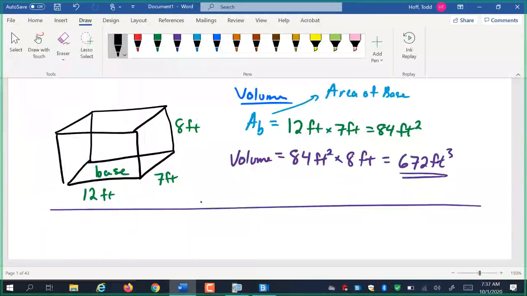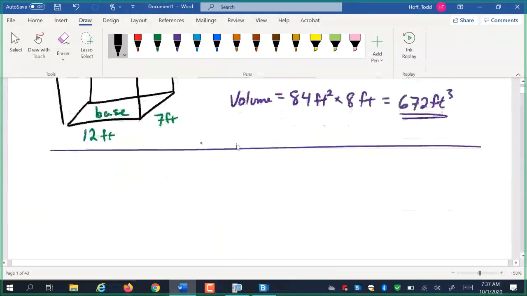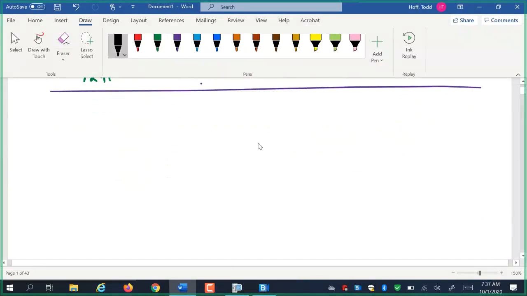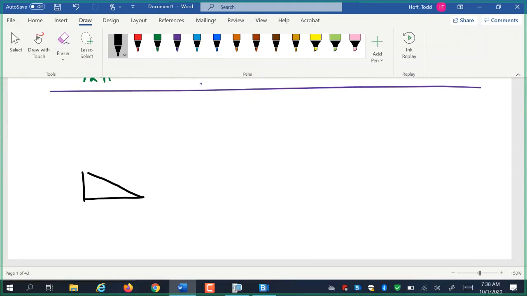So that is a box where, like I said, we could have picked any side of that box to be the base. But there are a lot of shapes out there where we don't have that freedom, that we are limited to what we can use as a base.